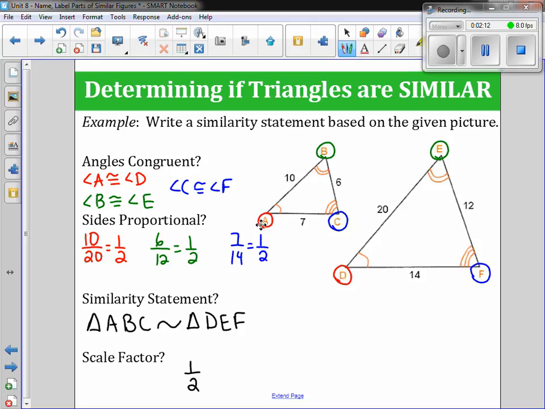If I was to go in reverse, meaning starting with the larger triangle and going to the smaller triangle, I would have a scale factor of 2 to 1. So if triangle DEF is similar to triangle ABC, we would have a scale factor of 2 to 1 because we're comparing the large to the small triangle.